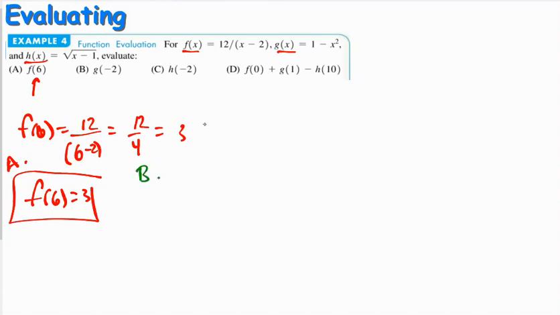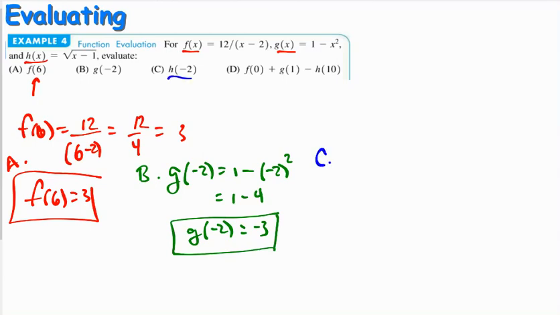For question B, they're asking for g of negative 2. We find the g function, which is 1 minus x squared, but we're going to replace x with negative 2 squared. This is 1 minus 4. G of negative 2 is equal to negative 3.